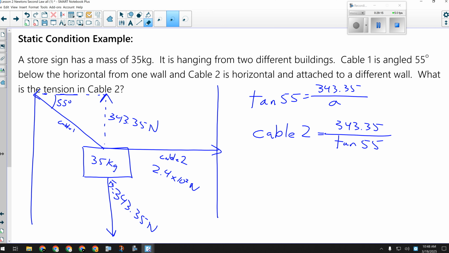Well, here's the weird thing about tension. It's about perspective. That's how tight the cable is. From the sign's perspective, that force is 240 newtons to the right. From the wall's perspective, it's 240 newtons to the left. So if you're ever asked for tension, you don't have to give direction. Had the question asked, how hard is the cable pulling on the sign, then you would have to say to the right. But if it asks for tension, tension is how tight the cable is. That actually pulls both ways, so you don't have to give a direction when asked for tension.